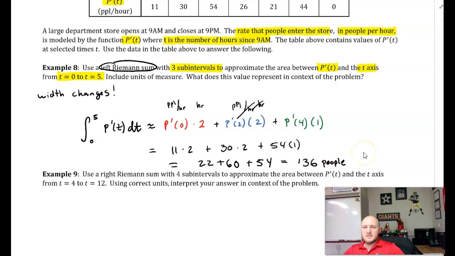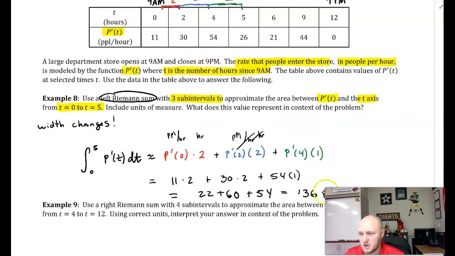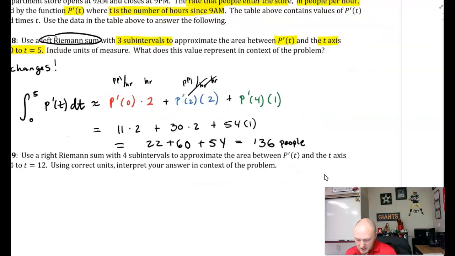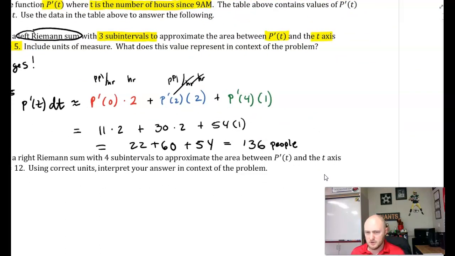Okay, so what does this mean in context? This is the amount of people per hour that are entering, and we're multiplying times hours, so 136 people. Remember, integrals are accumulators. I'm accumulating how many total people we have here. So this is the amount of people entering the store. That's what p prime of t means.